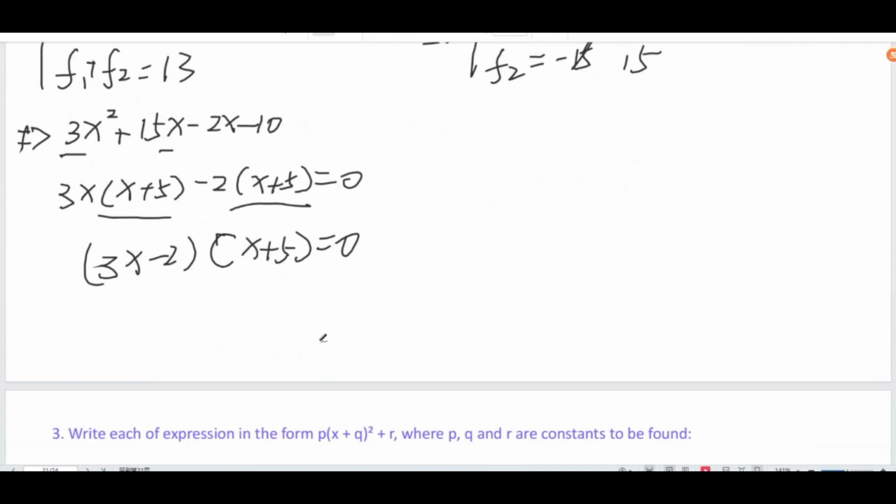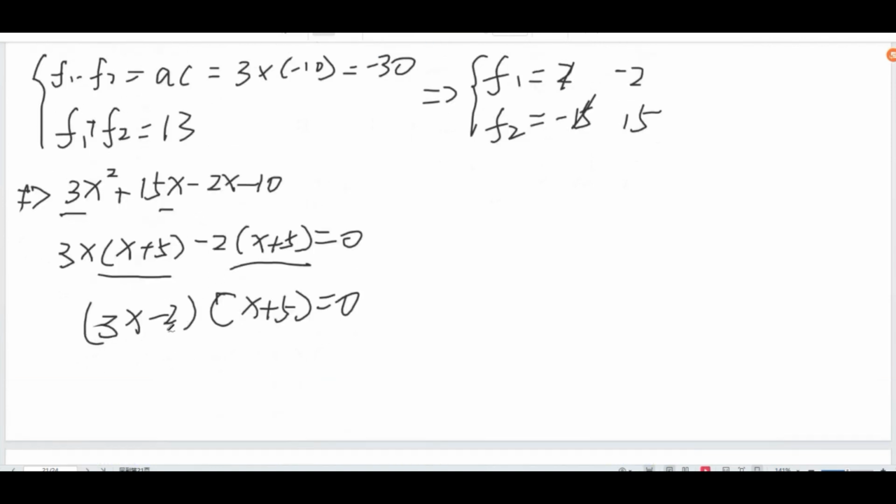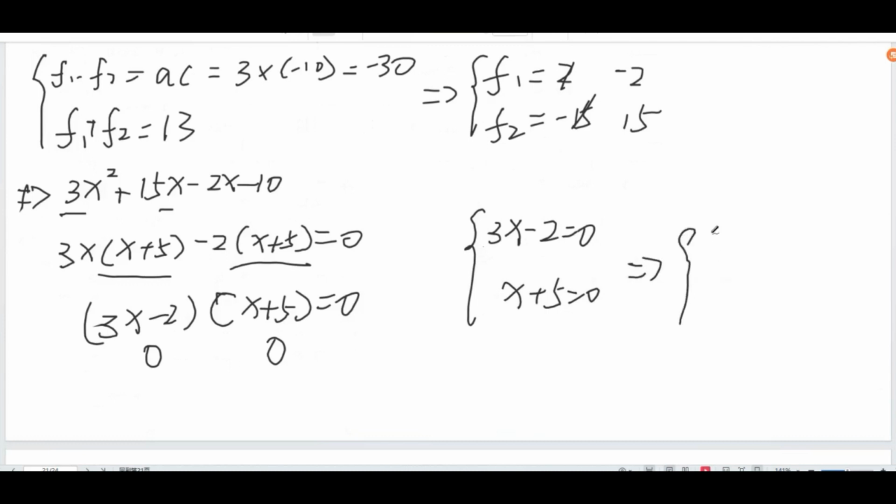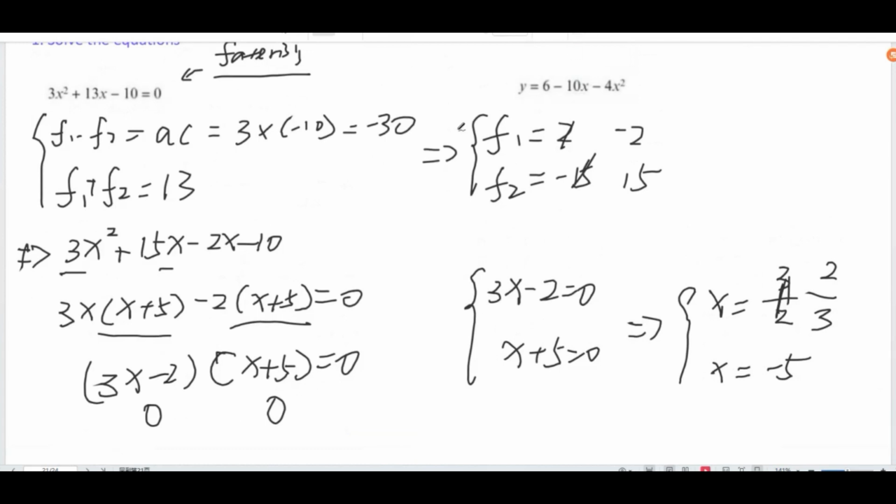So this can be identified. This will be 0, and this will be 0, which can be changed to other equations. So 3x minus 2 equals 0, x plus 5 equals 0. Simplify, x equals 3 over 2. Oh, sorry, it is 2 over 3, and the other root is x equals -5. Okay, this is correct for you.